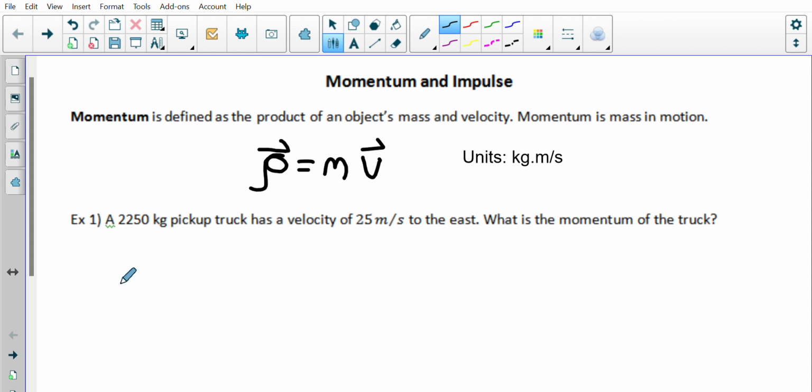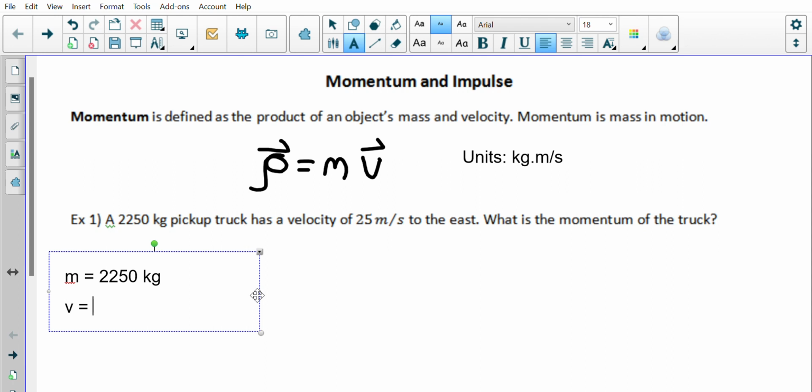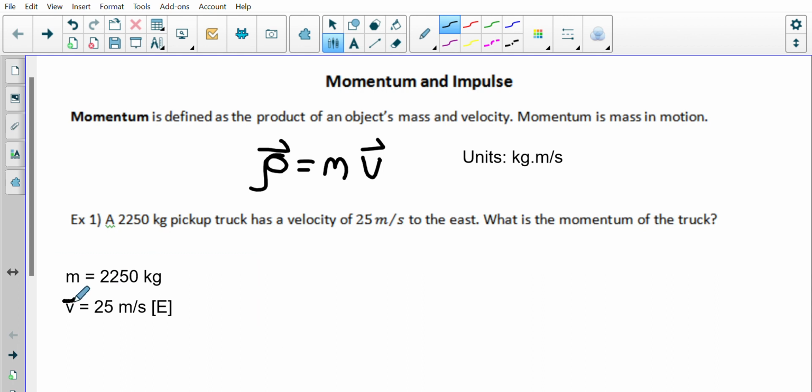All right, so when I'm writing down the information that I have, number one, the mass. Let's move this down so we can see: 2,250 kilograms, which is, again, our standard units. Our velocity, which is a vector, is 25 meters per second to the east. So we'll put an east in there. And what we want to know here is our momentum.